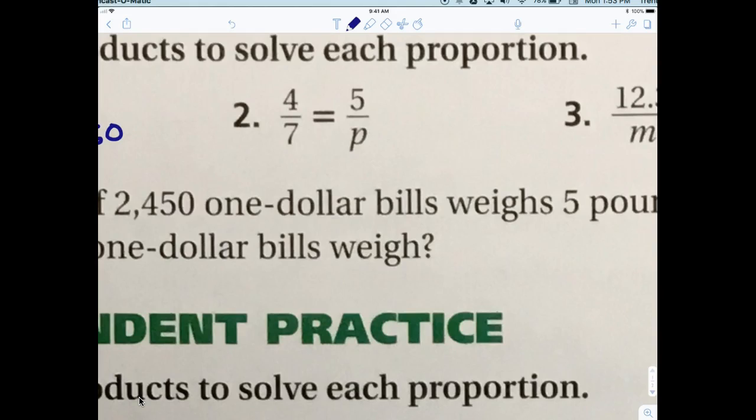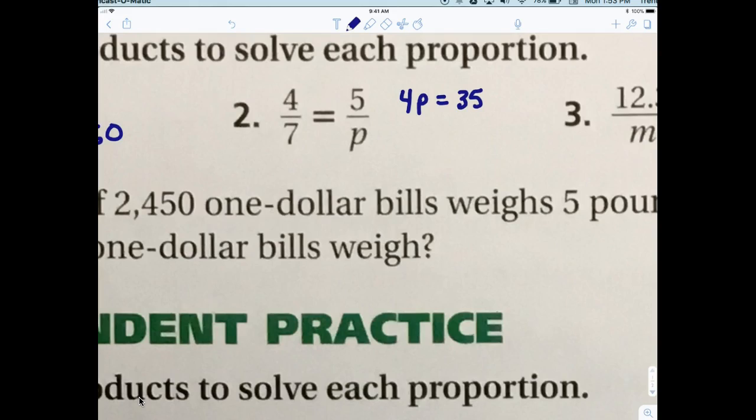How do I solve a proportion? Cross, multiply, and then divide. So here's what I want everybody to do. Write the proportion. Now, on your paper, you're going to write next 4p equals 35. Is anybody uncertain about how I got 4p?